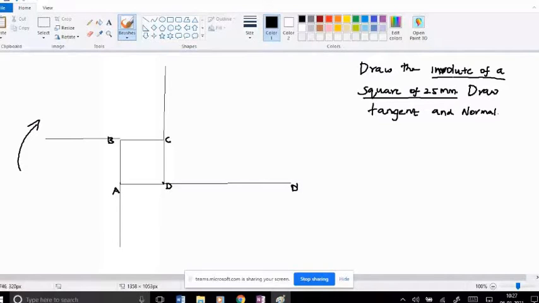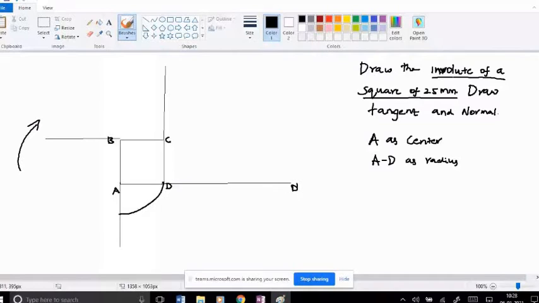you need to take A as the center, and I'll mark it. A as center. Distance between A to D as radius. Okay. A is the center, and the distance between A to D as the radius. You need to make an arc, something like this. Okay. Are you able to follow?